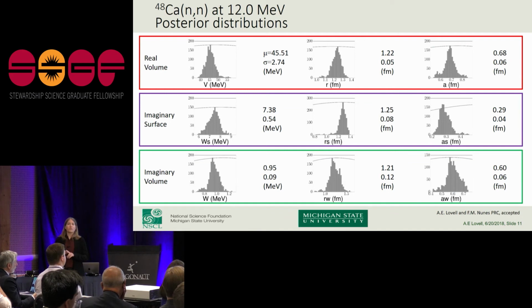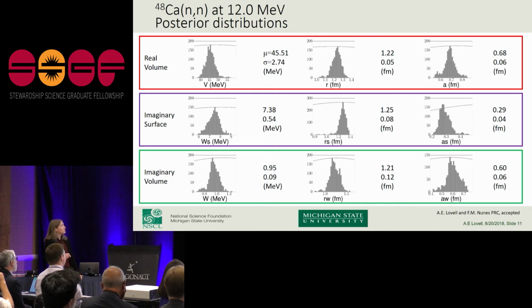And so there are three interactions that we have to constrain. And the first one that I'm going to talk about and show in detail is this calcium-48 neutron interaction. So ultimately, the reaction I'm talking about is calcium-48 DP. So here I'm showing the posterior distributions. So we fit to neutron elastic scattering data, and from this extracted our parameters for the volume, real and imaginary terms, and their surface terms for the depths, the radii, and the diffusenesses.